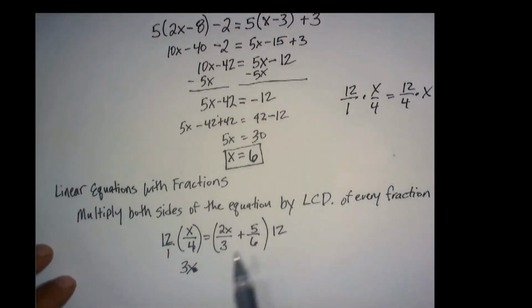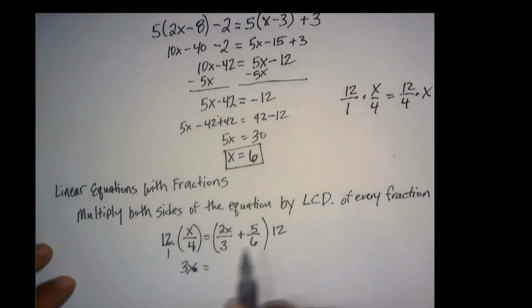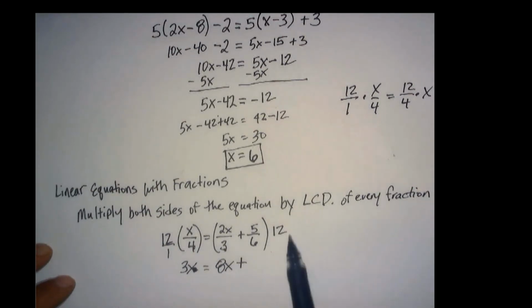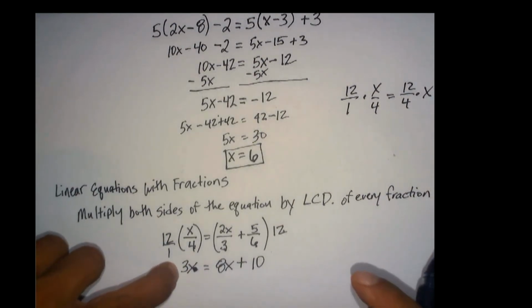Okay, 12 divided by 3. I'm distributing the 12. 12 divided by 3 is 4, and 4 times 2x is 8x. See that? Plus 12 divided by 6 is 2, and 2 times 5 is 10. Now this looks a whole lot easier to solve than this.